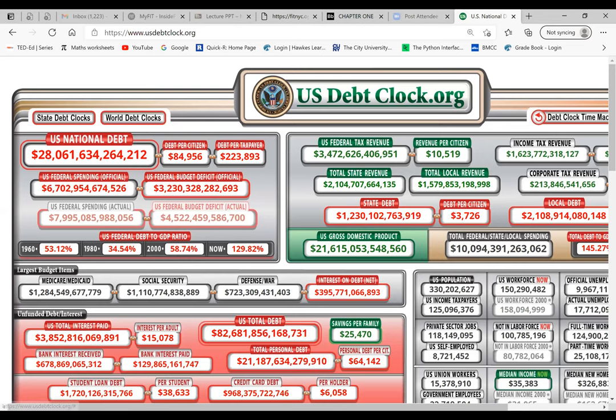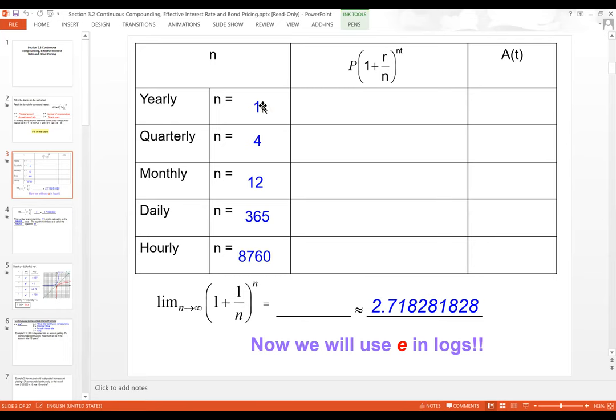And this is a very typical example of continuous compounding. And it actually comes from the compound interest formula, right? This continuous compounding formula.